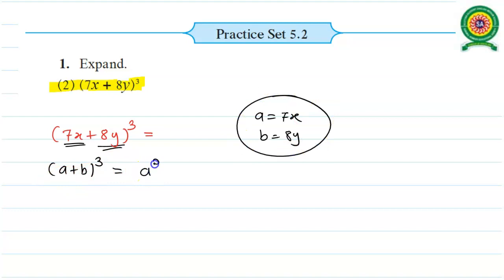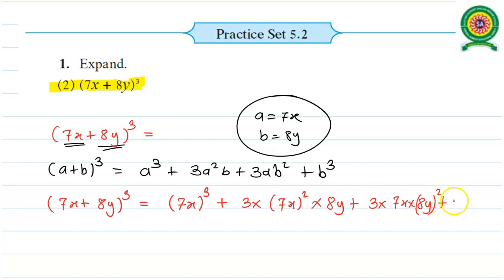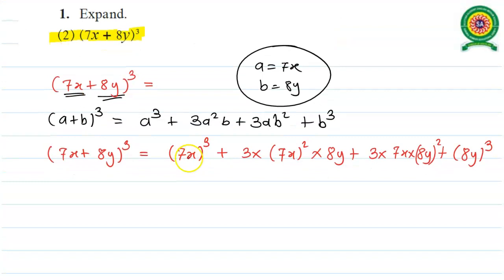A plus b the whole cube expansion is a cube plus 3a square b plus 3ab square plus b cube. So try to replace now a and b by their values, so that 7x plus 8y the whole cube equals a cube, which is 7x the whole cube, plus 3 into a square, which is 7x the whole square, into b, which is 8y, plus 3 into 7x into 8y the whole square, and plus b cube, which is 8y the whole cube.